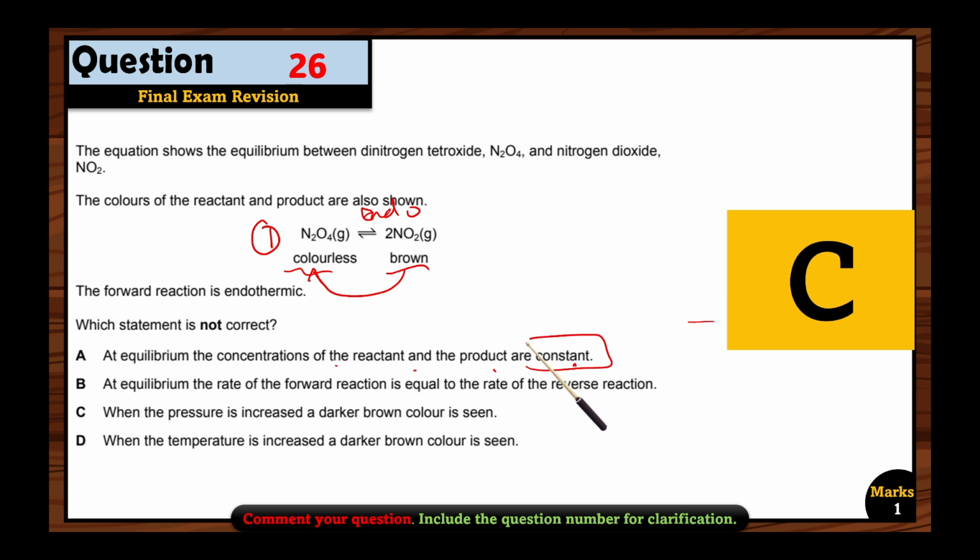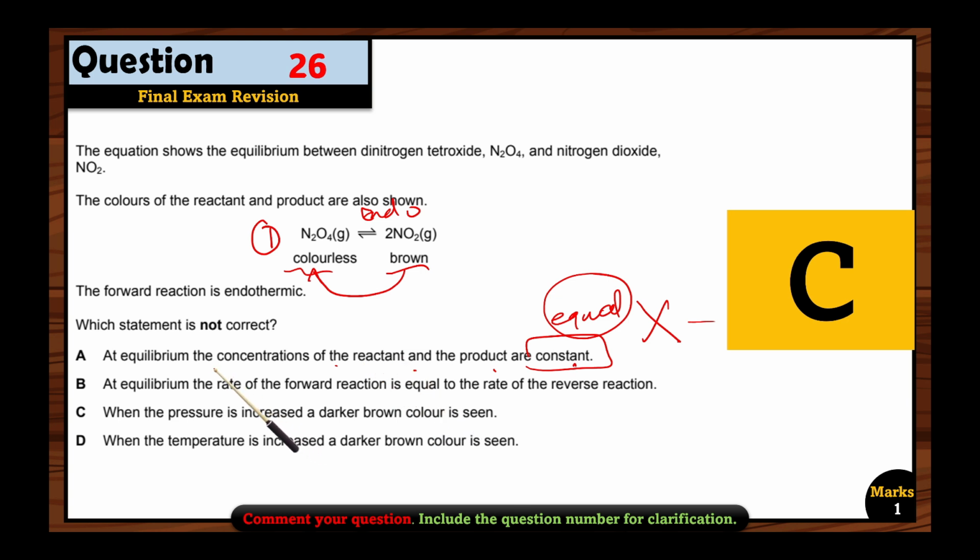You cannot write the word equal. If you say it's equal, that's wrong. Equal means 2 moles is equal to 2 moles. That's not right here. 1 mole is giving you 2 moles of the product, and 2 moles of the product will give you 1 mole of the reactant. So it means the ratio is constant. It's not equal. So the word equal is not right for the concentration of the reactants and products at equilibrium.